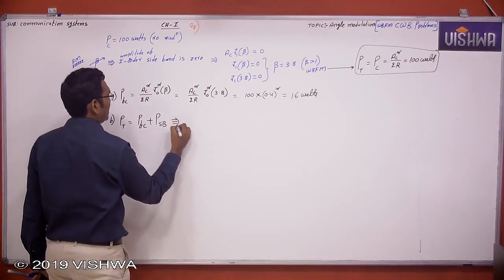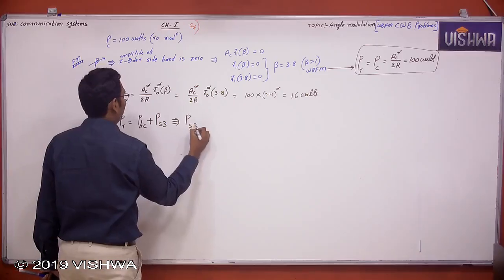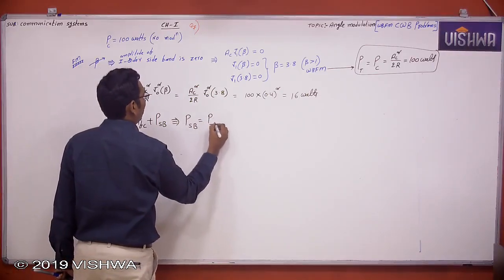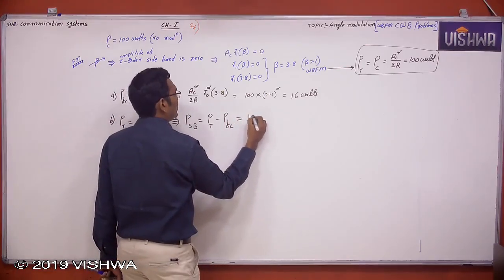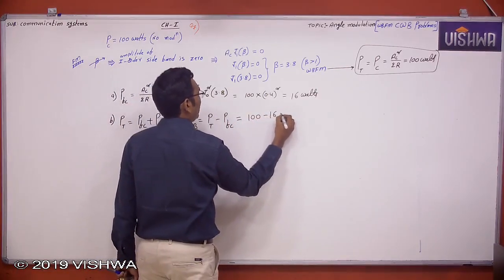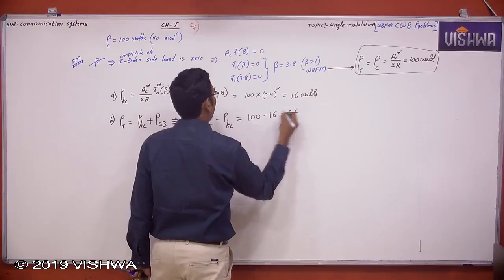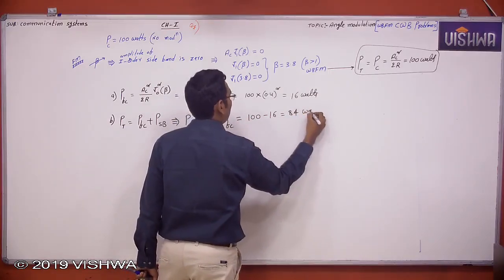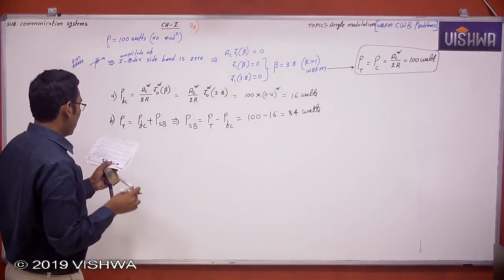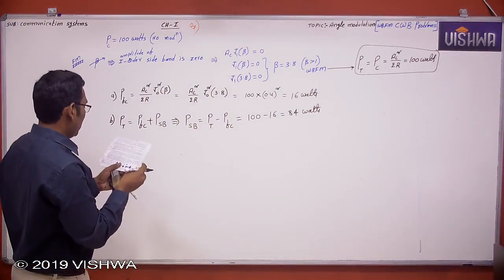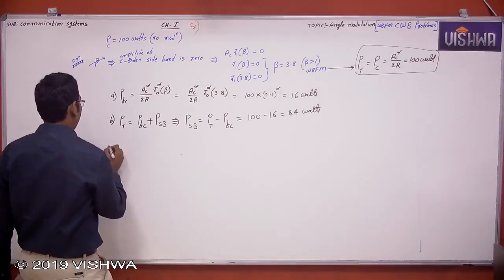Now what he is asking is the power in all the remaining side bands, which is equal to total power minus power taken by the carrier component. The total power is equal to 100 watts, and the power taken by the carrier is 16. Therefore, the power in all remaining side bands is 84 watts. And the question is also asking for the power in the second order side band.